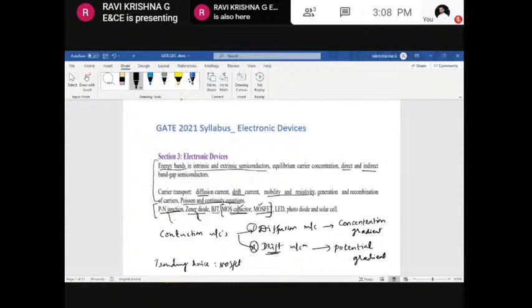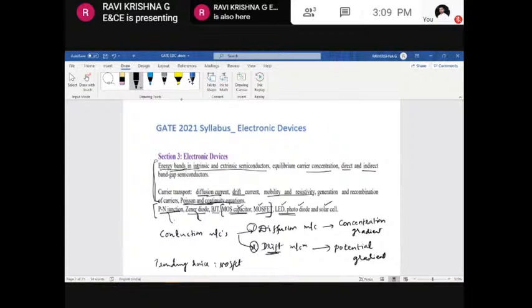The next is the electronic, that is light-related devices, known as your LED, photodiode, and solar cell. In order to understand all this stuff, you should understand energy bands, carrier concentration, carrier transport, that is diffusion and drift current mechanism, and the associated mobility and resistivity of those carriers. And of course, in between, we need to focus on the Poisson and the continuity equation. These equations are used to solve for the electric field within that particular device.